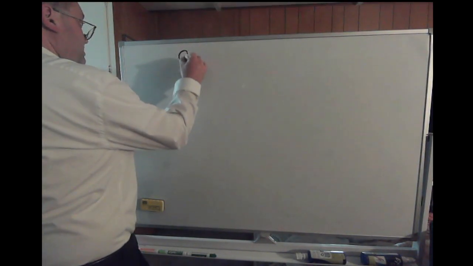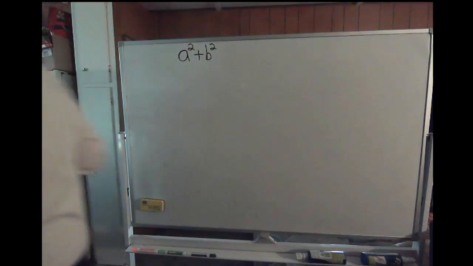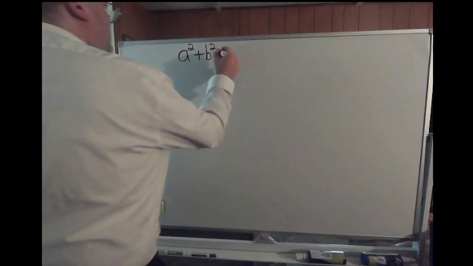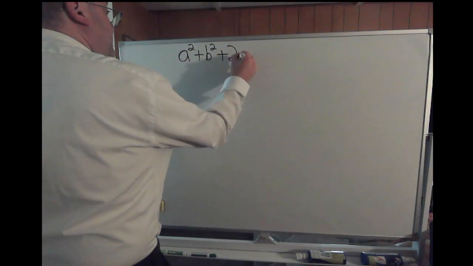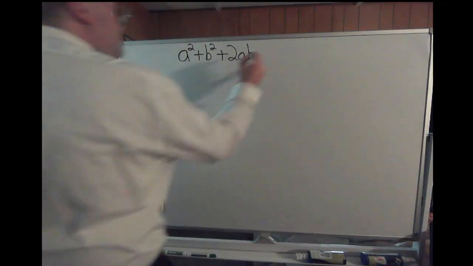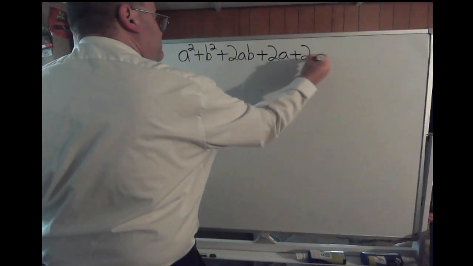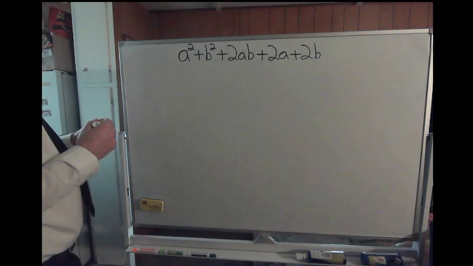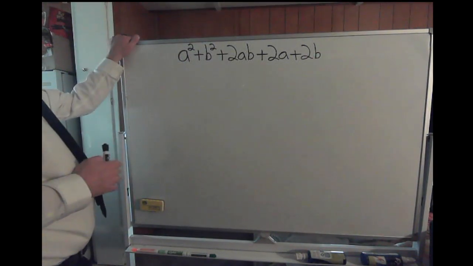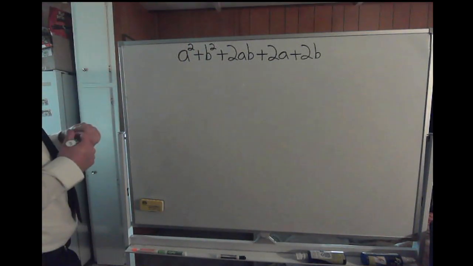Alright, 6 more problems. This is where it takes a turn a bit. We have a squared plus b squared plus 2ab plus 2a plus 2b. Well, that looks very interesting. This isn't like the previous problems. That much should be abundantly clear.